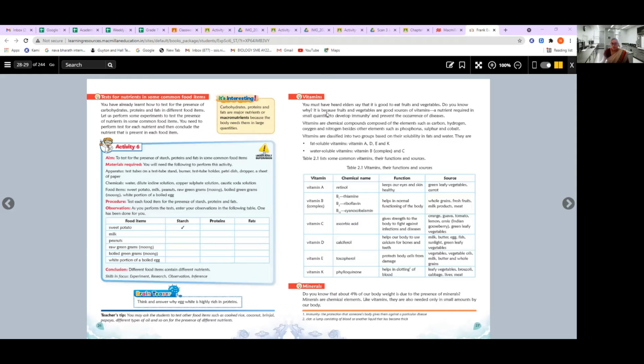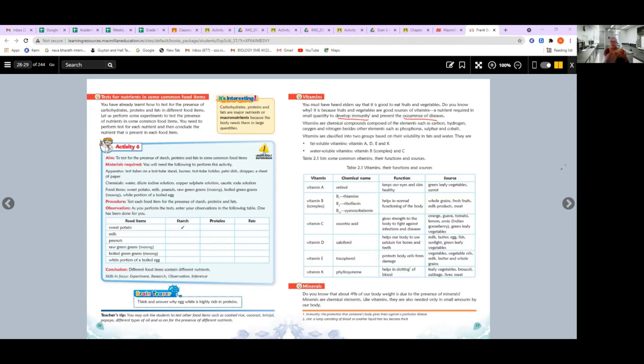So you must have heard elders say that it is good to eat fruits and vegetables. Do you know why? It is because fruits and vegetables are good sources of vitamins. A vitamin is a nutrient required in small quantity which develops immunity and prevents the occurrence of diseases. That is, we need vitamins to develop our immunity and to fight against diseases, but we require only a small quantity.